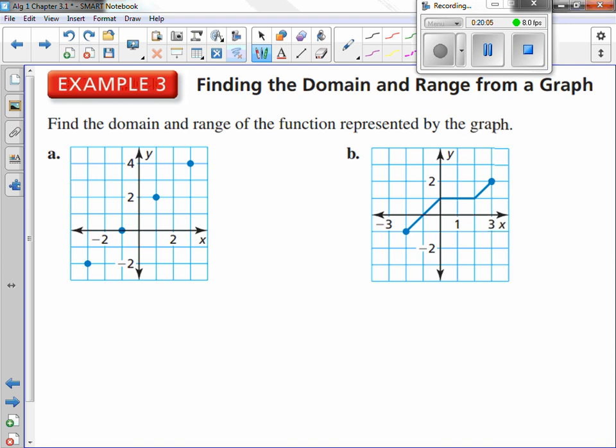Now, I'm going to erase that so I have a little more space. Are there just points on this graph here? Well, we have a start and end point, but we don't have individual points. We have a line, don't we? So when we talk about a line, the domain is going to be written in interval notation or in inequalities. We're going to write it as an inequality.